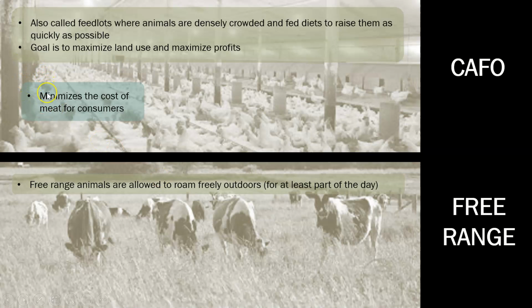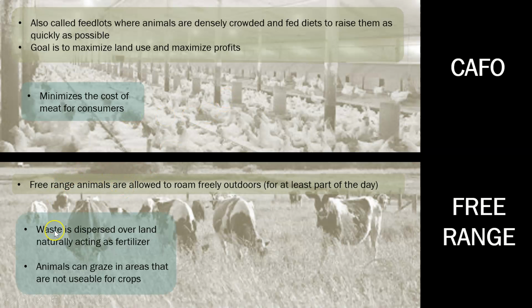So pros of a feedlot is that it minimizes the cost of meat for consumers. So that's what really drives these feedlots, is that consumers demand affordable meat. The free range process is good because waste is dispersed over the land naturally and acts as a fertilizer, and that the animals can graze in areas that are not usable for crops. So much more rocky areas that are not quite as flat and that would be difficult to farm for crops, you can put cattle on them, or sheep, or goats.